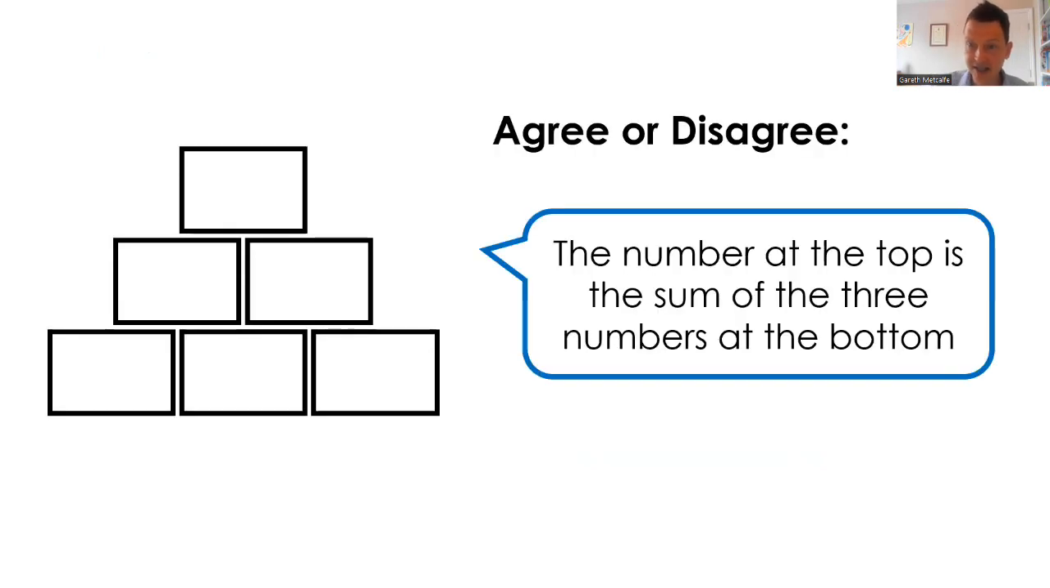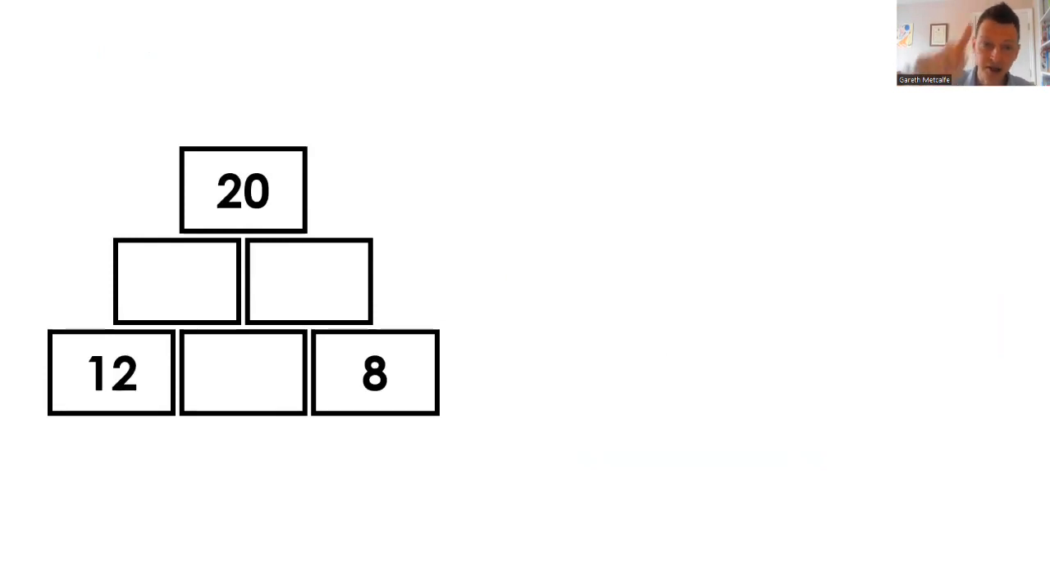That might lead into this next step. Agree or disagree? The number at the top is the sum of the three numbers at the bottom. Now, a task that I like to go in with next is to give children 20, 12, and 8, where of course the sum of 12 and 8 is 20. And it's to children's surprise often when they figure that the number in that bottom box must therefore be a 0.